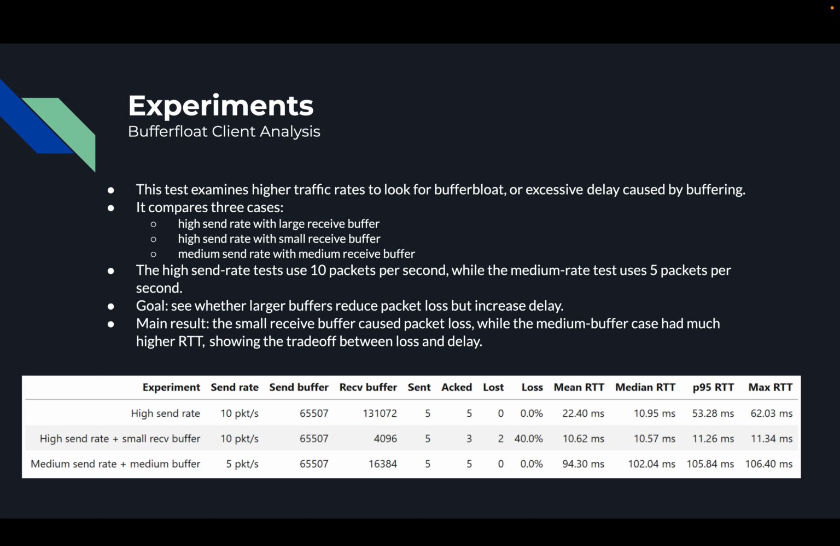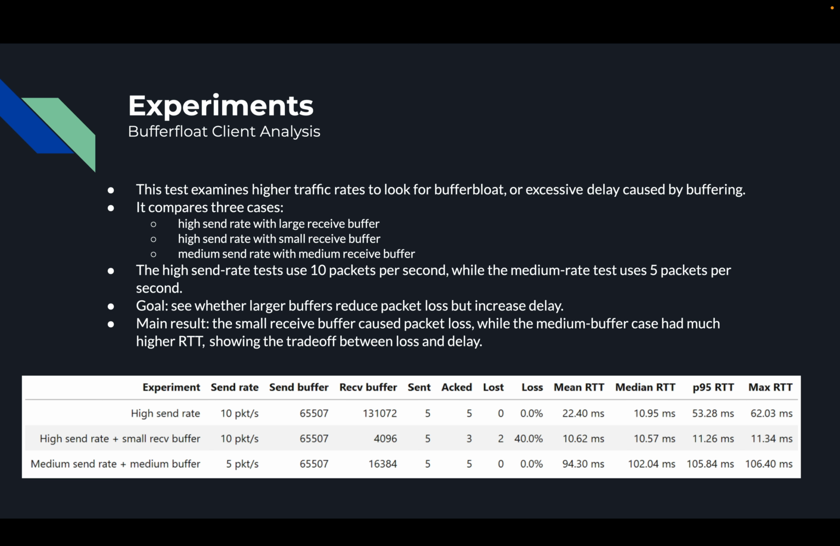The high send rate test used 10 packets per second with a large receive buffer and no packet loss, with a median RTT of about 11 milliseconds. The high send rate test with a small buffer had 40% packet loss, but the packets that arrived had a low RTT around 10.6 milliseconds. The medium rate medium buffer test had no loss but much higher RTT, with a median around 102 milliseconds.